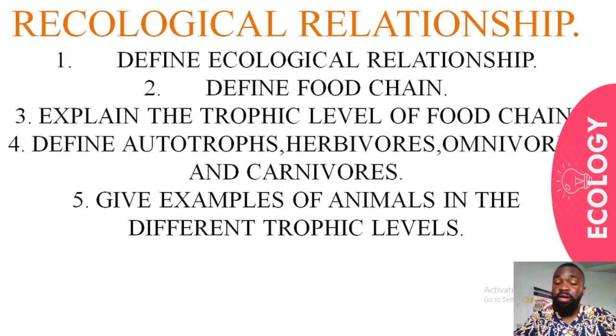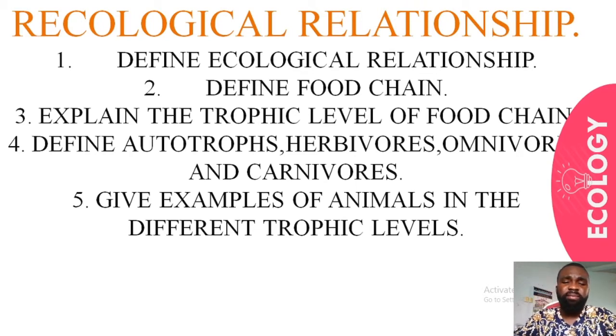We have a lot of trophic levels, but we talked about the first major four: producers, primary consumers, secondary consumers, and tertiary consumers. And we said the producers are the startup of a food chain. They are the initiators of the food chain. Then the primary consumers feed on the producers. The secondary consumers feed on the primary consumers. The tertiary consumers feed on the secondary consumers.